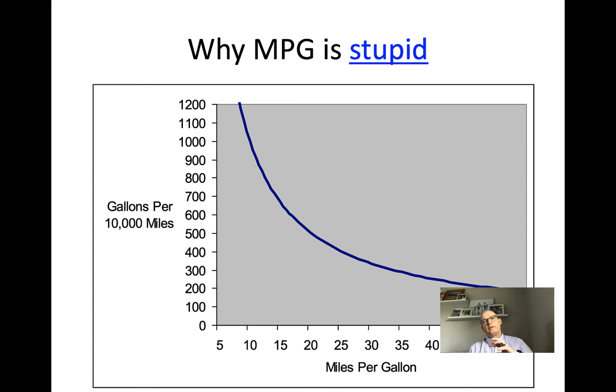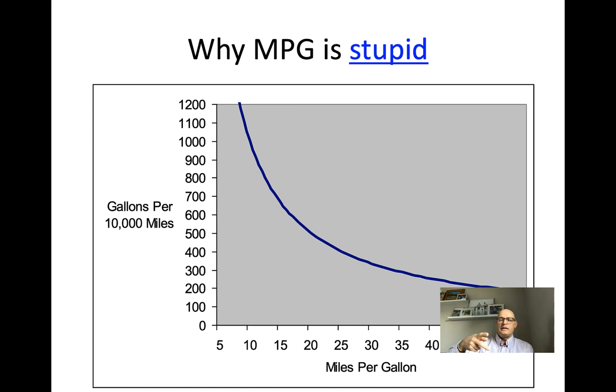Also, we talked about why some kinds of measurements are political. Miles per gallon is really a stupid measurement. Everywhere else in the world, they measure gallons per 10,000 miles or liters per 10,000 kilometers, because it tells you how much gas you're using over a certain distance. Miles per gallon is how many miles you can go on a gallon of gas. It sounds like it's the same, but you flip things.